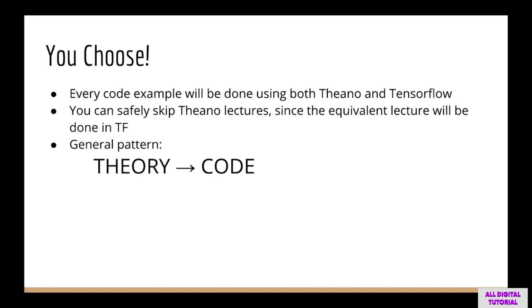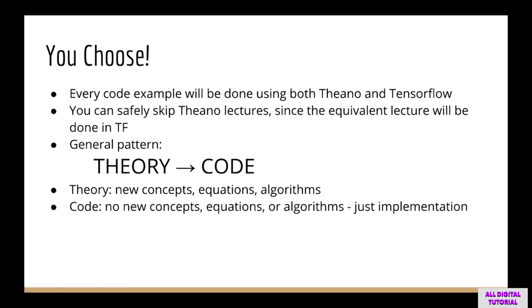Remember that the general pattern we're going to follow in this course is going from theory to code. So first, we discuss theory, which means new concepts, new equations, new algorithms, and so forth. Next, we implement that theory in code. So in this lecture, there will be no new concepts, no new algorithms, and no new equations. We simply implement what we talked about in the previous lecture. So normally, it would just be one code lecture, but in the case where we have Theano, then it's going to be both a Theano lecture and a TensorFlow lecture, both implementing the same thing.